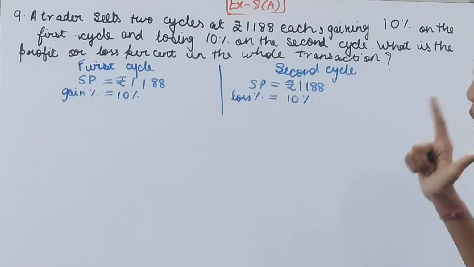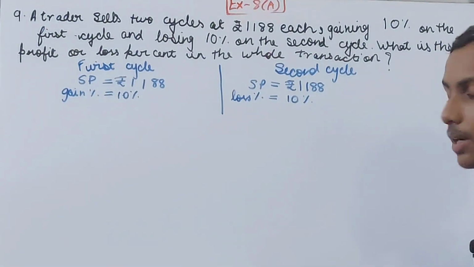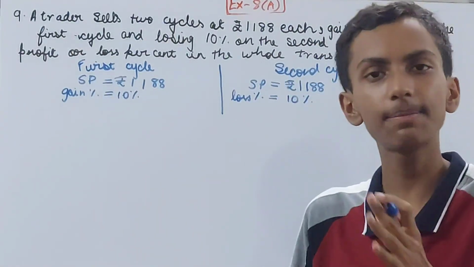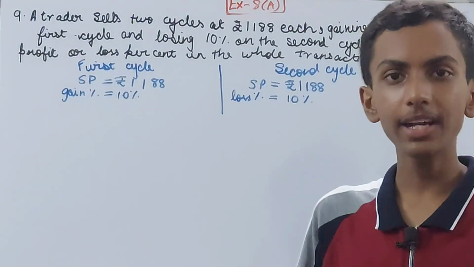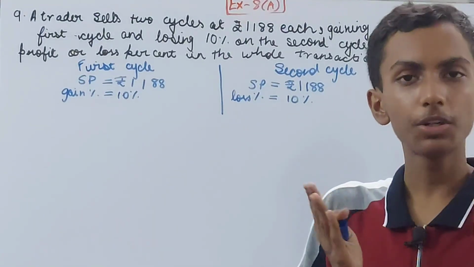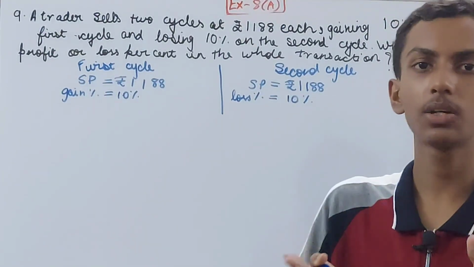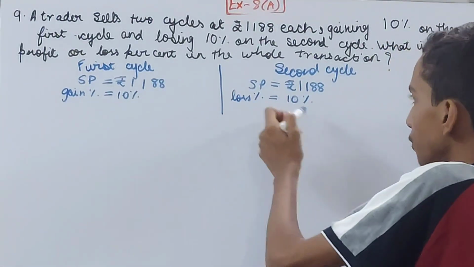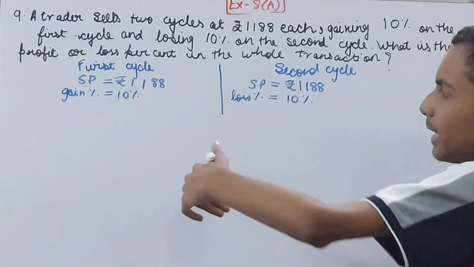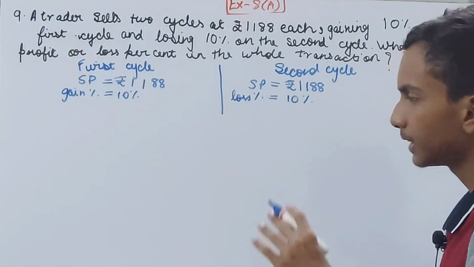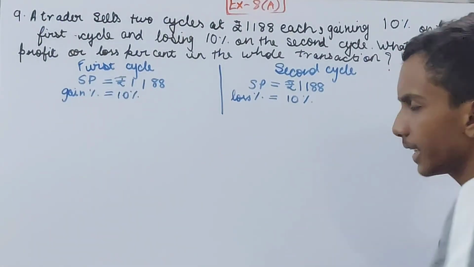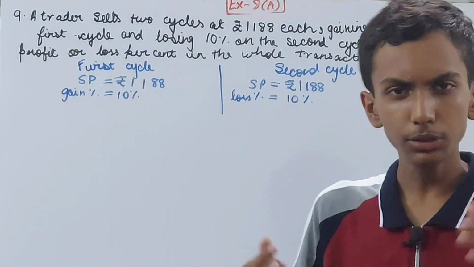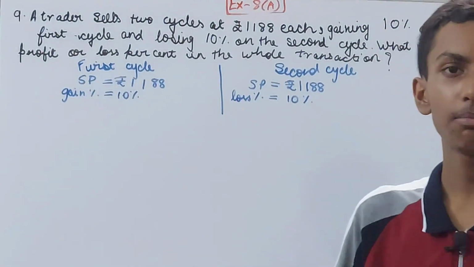What is the profit or loss percent in the whole transaction? It means the profit or loss combined of both the cycles. You take the selling price of both the cycles and the cost price of both the cycles, and then you compare. Now most of you will think that in one place he is gaining 10% and in the other he is losing 10%, so the gain and loss just cancel out, so there is no gain, no loss. You might think that, but it is wrong.